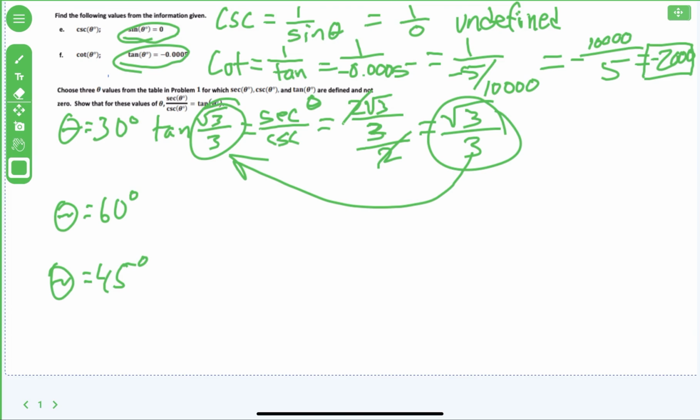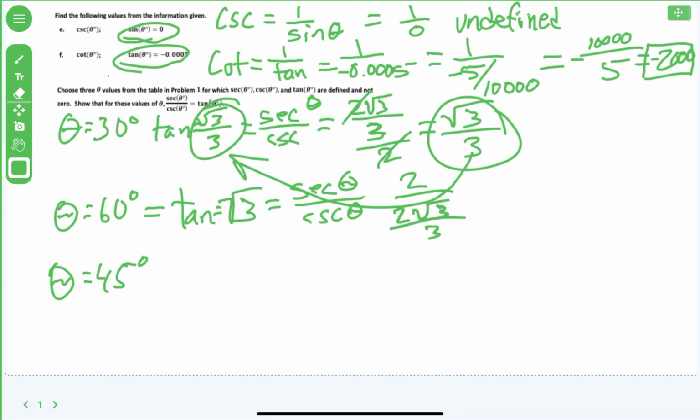Okay, that was simple. All right, let's look at 60 degrees. So that is going to have a tangent of square root of 3. Let me rewrite that. This is all just coming from your chart. Now, same thing, we want to see how secant of theta over cosecant is equal to our tangent. Well, what is the secant of 60 degrees? The secant is 2. The cosecant from our chart tells us that it's 2 square roots of 3 over 3.